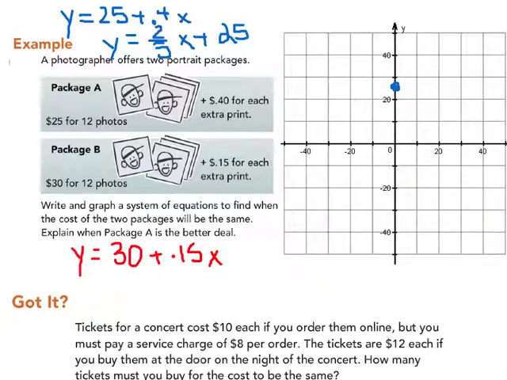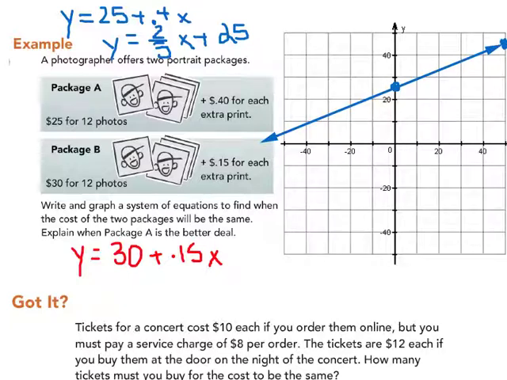Since my scales go the same amount on both the x and y axes, I can just count the squares up 2 and right 5, and I'll be right there. So I'm going to go ahead and plot that point. And that only works because my scales are the same. So I'm going to go ahead and connect those dots.